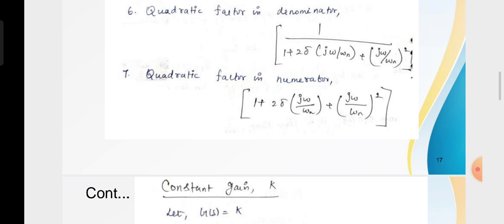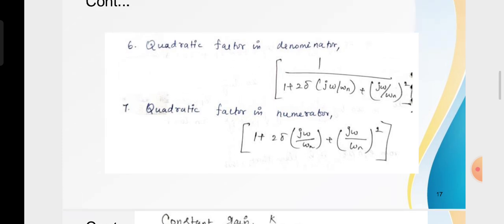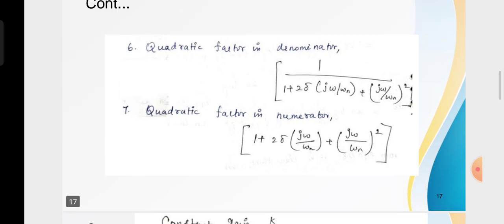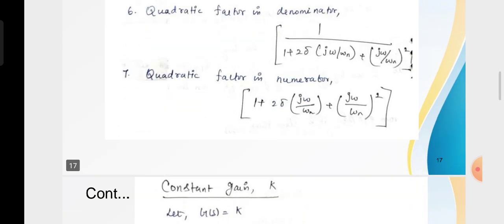Quadratic factor in numerator: 1 plus 2 delta into (j omega by omega n) plus (j omega by omega n) whole square. So these are all the basic factors of G of j omega. These basic factors are used to plot the Bode plot. Let's see one by one.